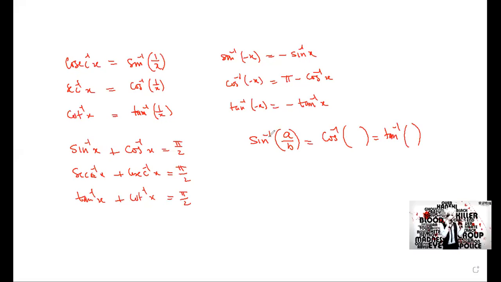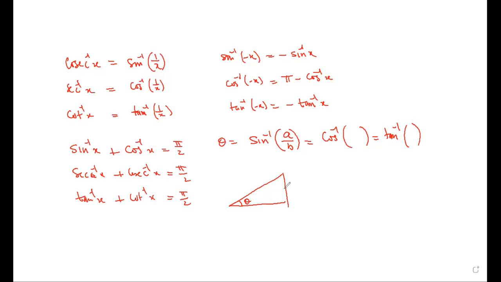Very simple method. Suppose sine inverse A by B is given to you. Take a triangle, assume this angle as theta. So what is sine theta? Sine theta will be A upon B. So the opposite side is A, the hypotenuse is B, and the other side will be root of B square minus A square.